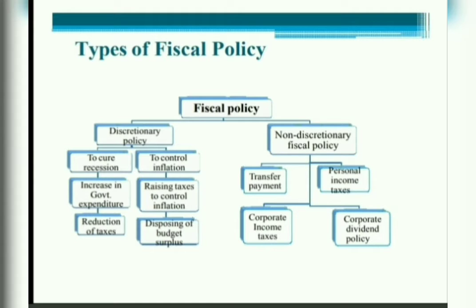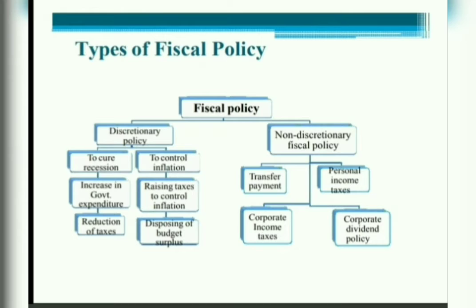Discretionary fiscal policy is when the government makes changes in the tax rate and the level of government spending. It is done for the following measures: to cure recession and to control inflation. It is done through an increase in government expenditure and reduction in taxes. Inflation control is done through raising taxes and disposing of budget surplus.